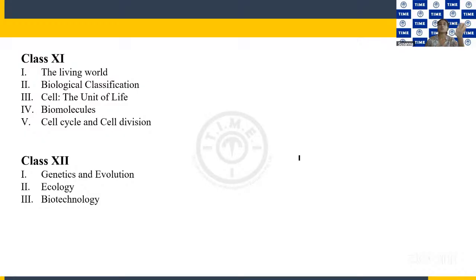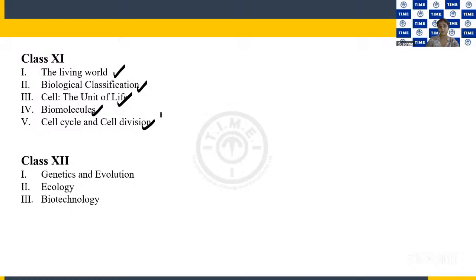We also have a list of topics which come under neither zoology nor botany. When you look at the class 11 NCERT textbook, the living world, biological classification, cell the unit of life, biomolecules, cell cycle and cell division. All these topics are neither zoology nor botany; they are general topics. You can say that they come under both. Then we have the class 12 topics.